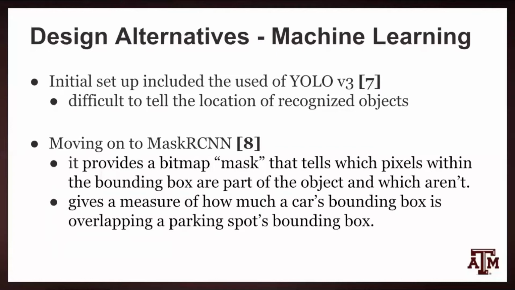Additionally, it also gives the measure of how much a car's bounding box is overlapping a parking spot's bounding box. So through this, we can tell if somebody parked illegally, or to be able to just tell the user that those two spots are taken because of the illegal parking.